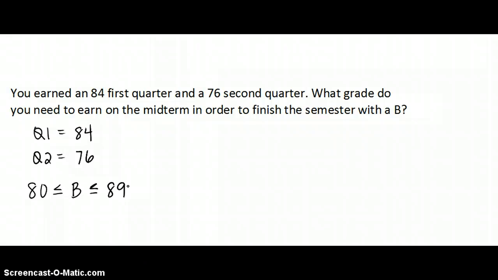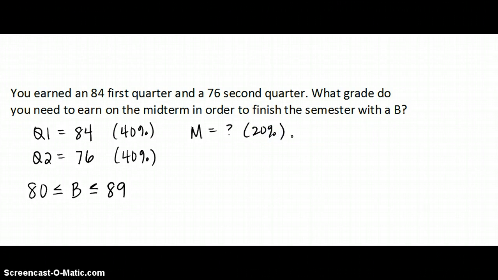Here at Pilates, we weight our grades, so quarter 1 is worth 40% of your grade. Quarter 2 is worth another 40% of your grade. And your midterm, which we don't know yet, is going to be worth 20% of your grade. If you take a weighted average of those 3, that will give you your semester grade. So we want to set up an inequality. 80, that's our lower bound, has to be less than or equal to our semester grade.